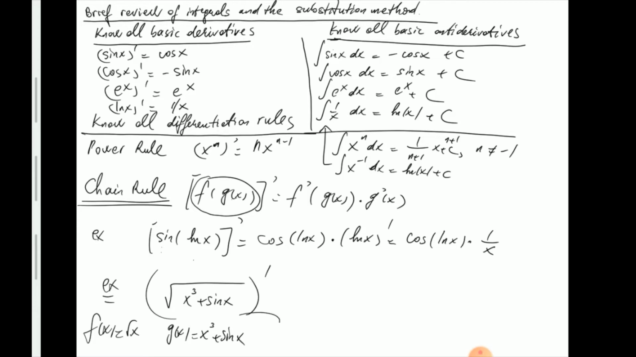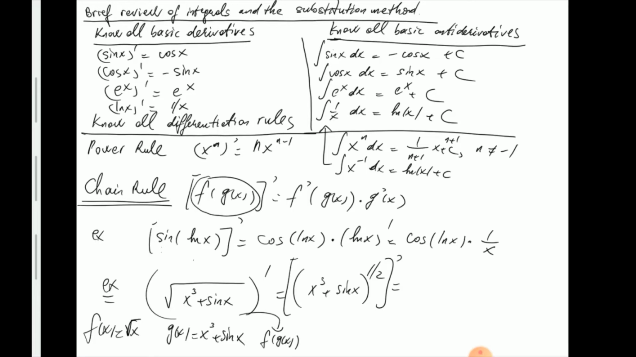So then you could view the square root of x cubed plus sine of x as the composition of these two functions. You don't actually have to write them down like that. The idea is just to think in terms of composition of functions. So that means when I differentiate using the chain rule, obviously I have to differentiate the square root first, which leads to the power rule. You may want to write the square root as a power.